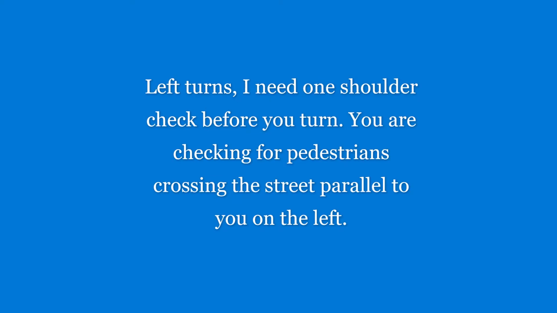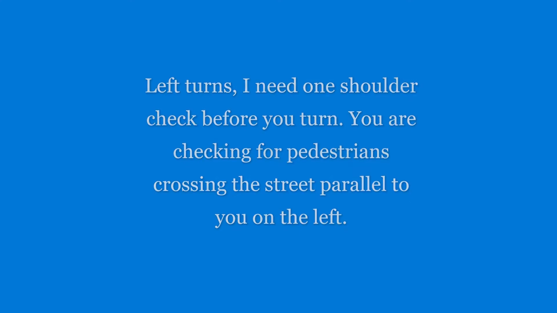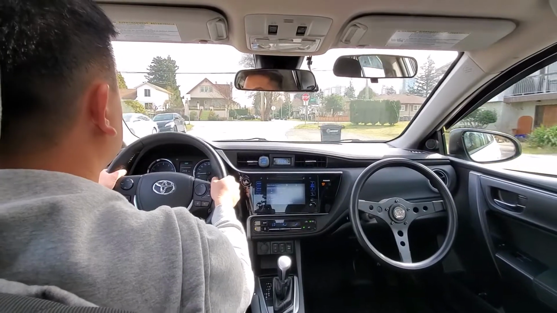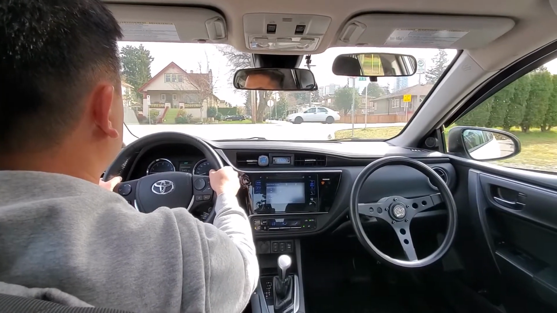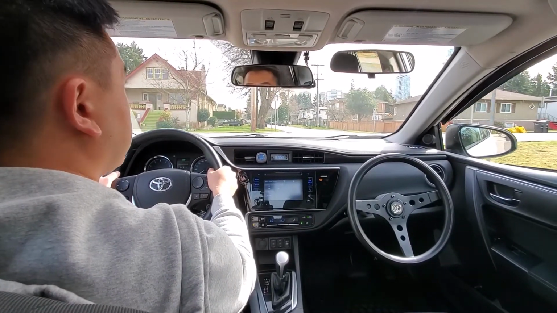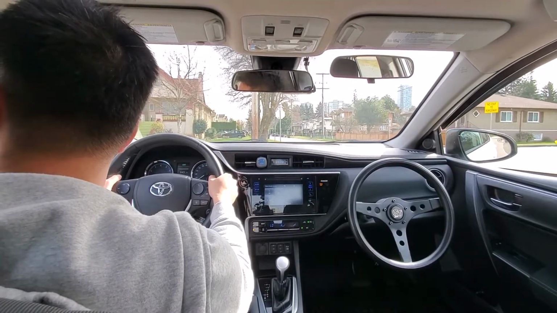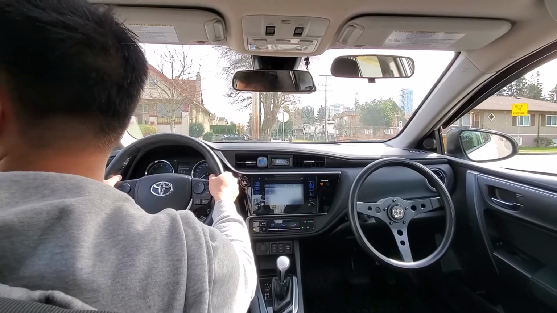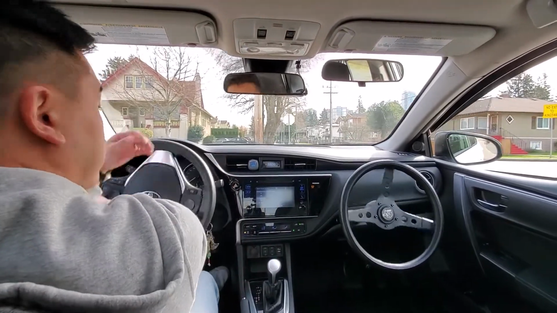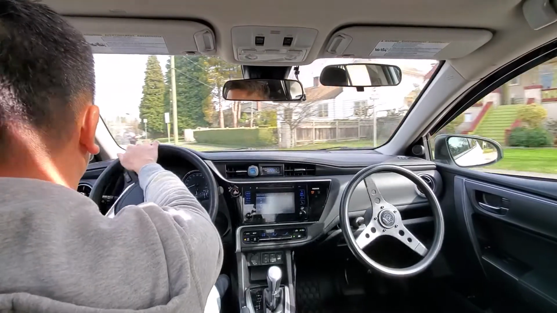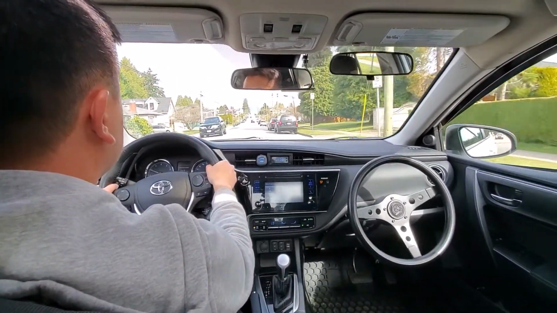Okay, up ahead we turn left. So I only need 1 shoulder check, and it's before you turn, and you're checking for pedestrians. Okay, there's the signal. Full stop. Okay, rolling out to the second stop so we can get a better view of the cars. Left shoulder check, and turn. Hand over hand steering, letting the wheel spin back.